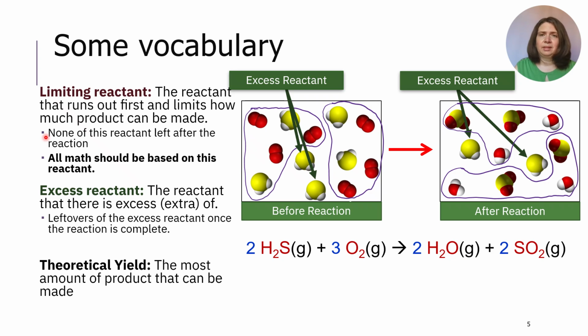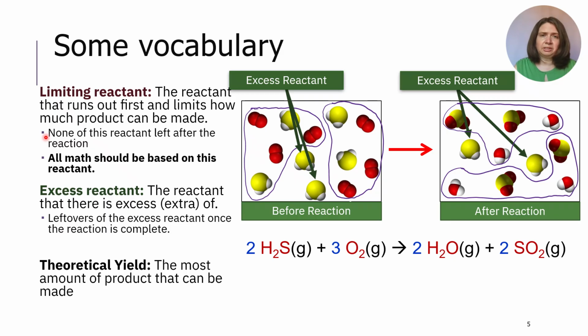Think about baking cookies. If I run out of eggs, but I still have flour remaining, the flour is the excess reactant, and the eggs are the limiting reactant because I run out of eggs. I cannot make any more cookies.